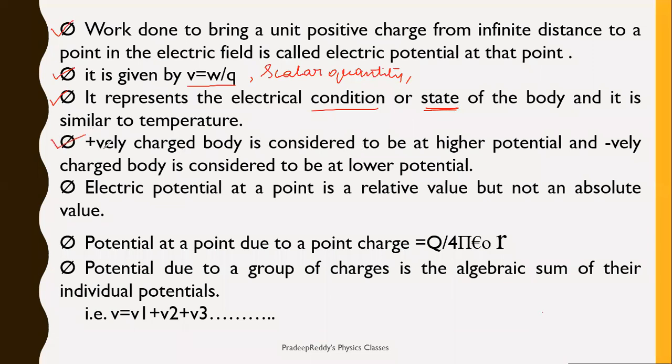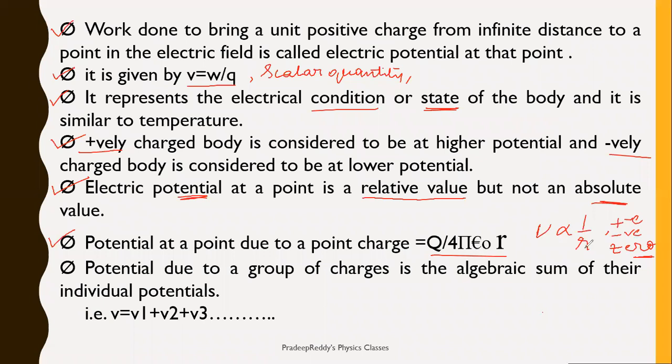Coming to the fourth point, as positive value is greater than negative value, a positive charged body has greater potential, and a negative charged body has lower potential. Next point, electric potential is just a relative term. It is a relative value, not absolute. Next point, electric potential due to a point charge is 1 by 4 pi epsilon naught Q by R. Remember that electric potential is inversely proportional to R, and this potential can be positive, negative, or zero. If charge is zero, potential is zero.